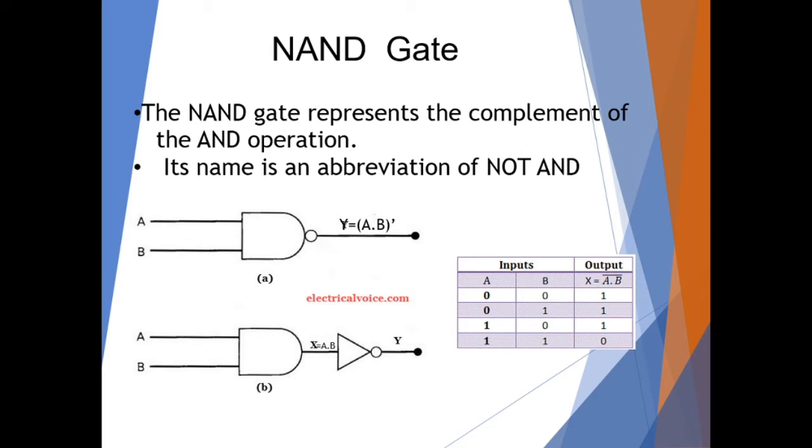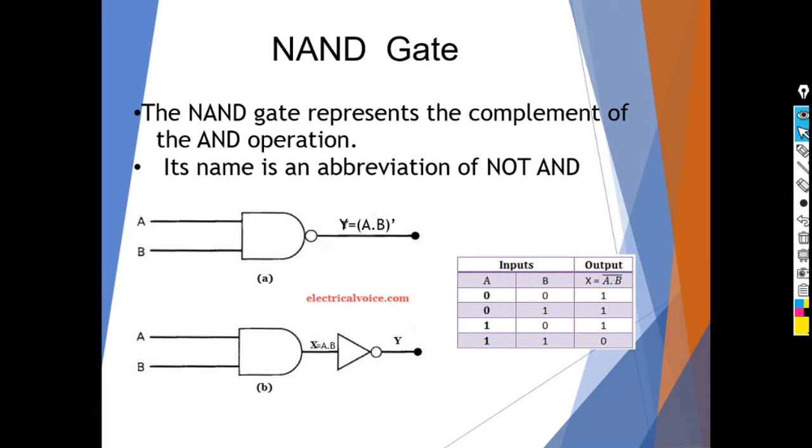So, what will be the Boolean expression of NAND gate? The Boolean expression of AND gate is x is equal to a dot b. So, the Boolean expression of NAND gate is just the reverse of the AND gate, that is, a dot b complement. That is, the Boolean expression of NAND gate is a dot b whole bar or a dot b complement.